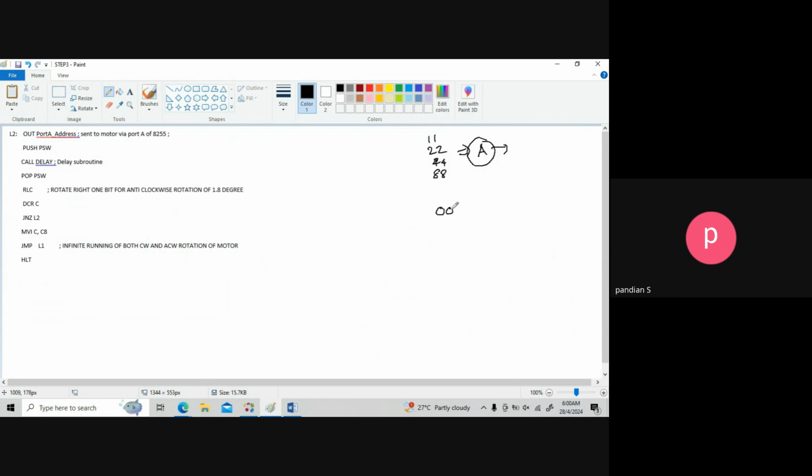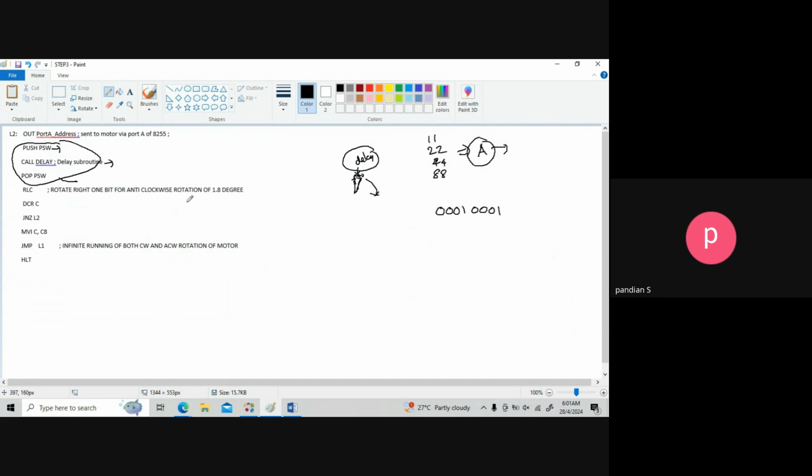Suppose you assume this is 11 again, right? Here the same program is repeated. We preserve the flag register and call the delay. Why do we need to call the delay? If you give one pulse, then to rotate 1.8 degrees it will take some time, so you have to give the delay in between. Only then will it move to the next step, right? If you change the delay, then we can increase the speed of the rotation. That is what we are going to see now, right?